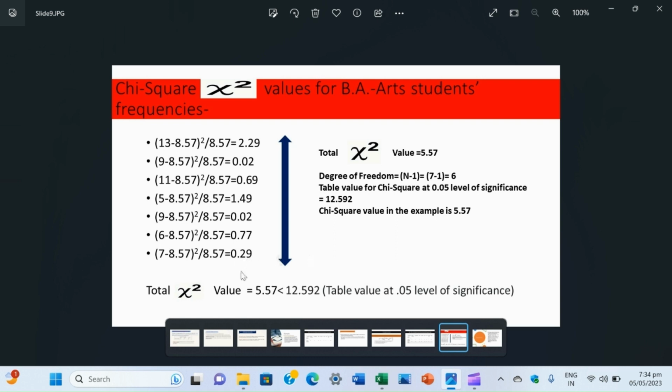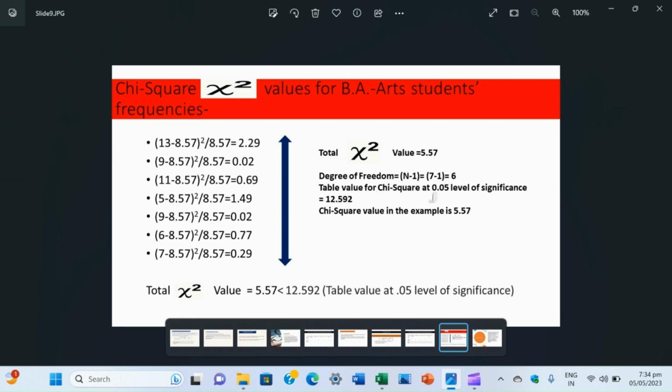After this, we sum these values and get the chi-square value. That is, the chi-square value is equal to 5.57, which is the sum of the squared differences divided by the expected frequency. Degree of freedom is n minus 1, and 7 categories are given here, so the degree of freedom will be 7 minus 1, that is 6.